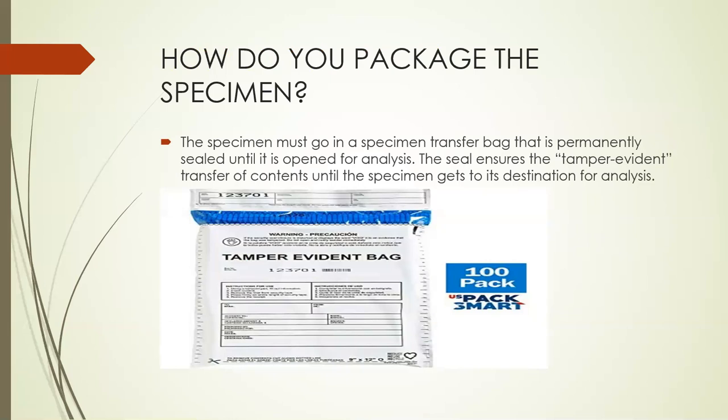So, how do you package the specimen? The specimen must go in a specimen transfer bag that is permanently sealed until it is opened for analysis. So, it's not your ordinary lab bag, okay? The seal ensures the tamper-evident transfer of the contents until the specimen gets to its destination for analysis. So, once you seal these evidence bags, they are not to be taken apart again until they reach their destination. Okay.